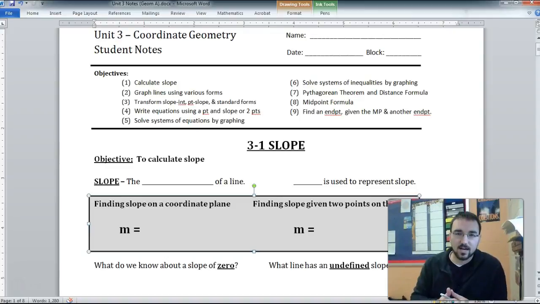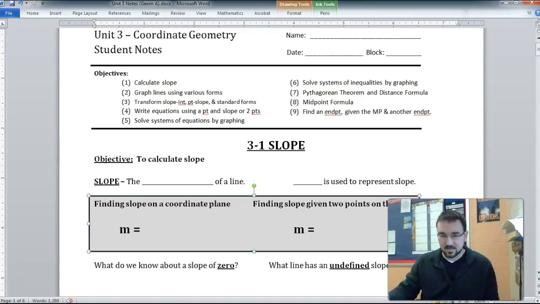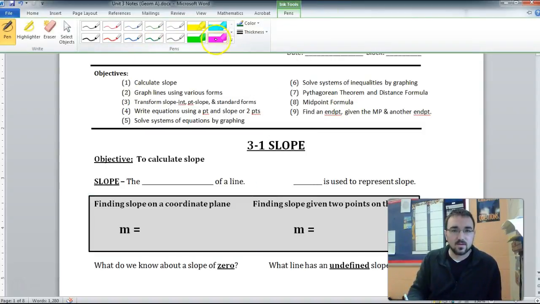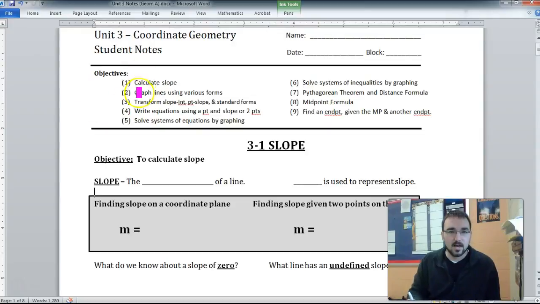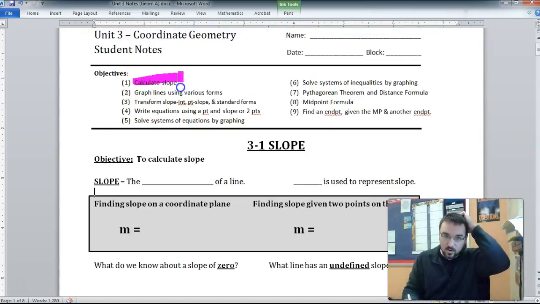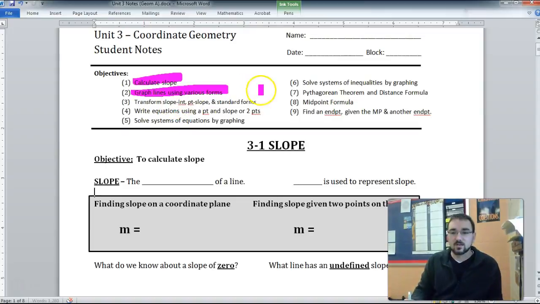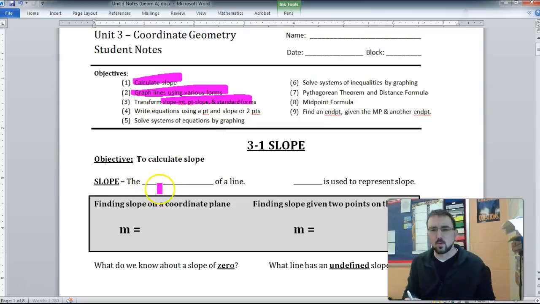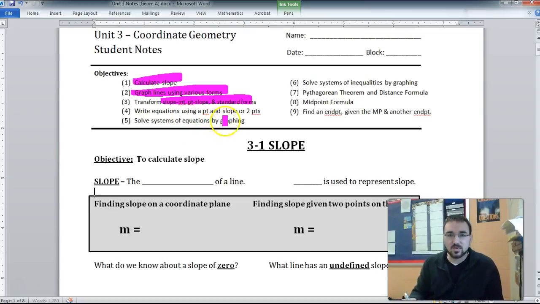No, unfortunately not. So for this unit, first of all, we're going to take a look at the objectives which we're going to cover. So if we take a look, we have calculating slope. Hold on here, let me get my fancy pens. Oh, we got some highlighter, pink there. Calculate slope, we're going to graph lines using various forms. That means our standard form, our point-slope form, slope-intercept form, all that good stuff. We're going to transform some of our forms. So a lot of forms going on here. Write equations using point and slope. Solve equations by graphing, and so on. You can sort of see where we go from there.